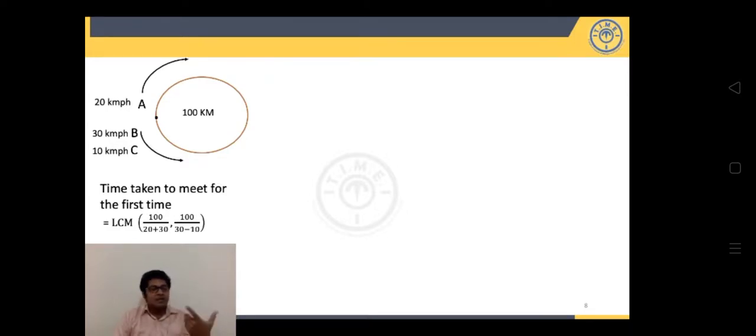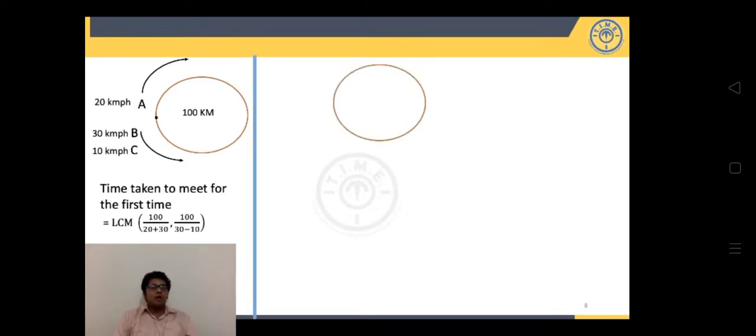So 100 by 50, 100 by 30. In that case, the LCM of the fractions is nothing but the LCM of the numerators divided by the HCF of the denominators. The numerator is the same, 100, divided by the HCF of the denominators. Here it will be 50 comma 20, which is 10. In the other case, if I say AB and AC, it will be 50 comma 30. 50 comma 30 is still 10 HCF. So the time taken by them to meet will be the same, which is 10 hours. So all three will meet for the first time after 10 hours.